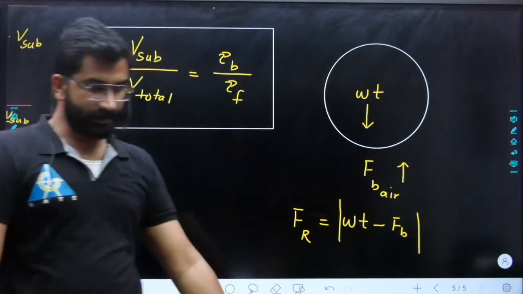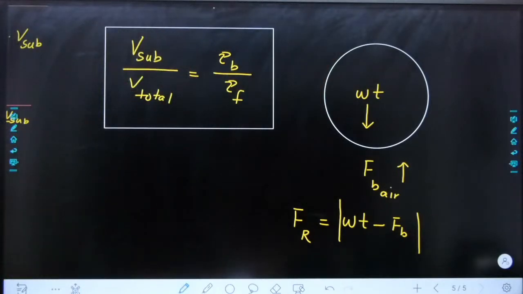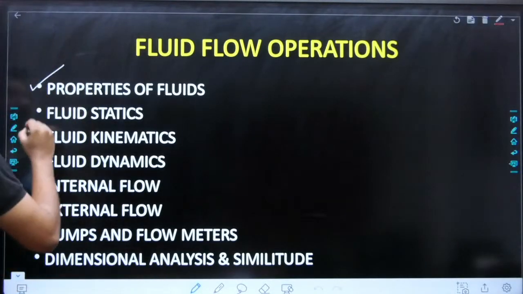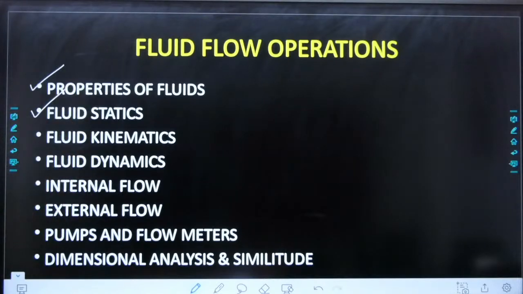Easy? So this is the second part. This is the last part in our statics. So that is the end of your statics. So we have done both properties of fluids and fluid statics. Done for everyone. Kinematics. We will go for kinematics now. Up to this, I hope everybody is fine. Yes, no, yes, no.